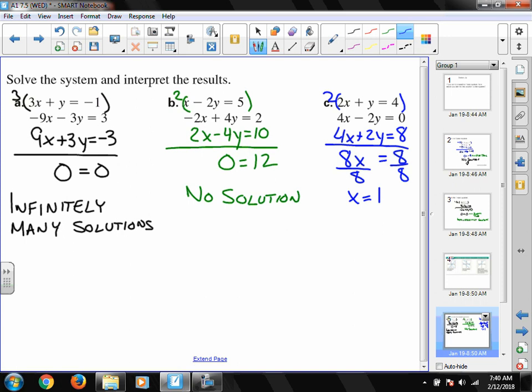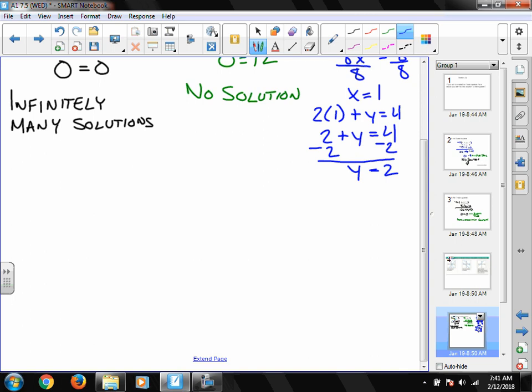And if I plug into my very first equation, I'm going to take 2 times 1 plus y equals 4. So I get 2 plus y equals 4. Subtract 2 from both sides. Y is equal to 2. Which means I have exactly one solution, and that solution is going to occur at the point 1, 2.